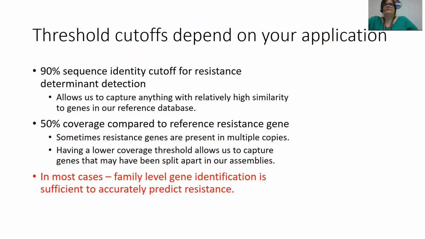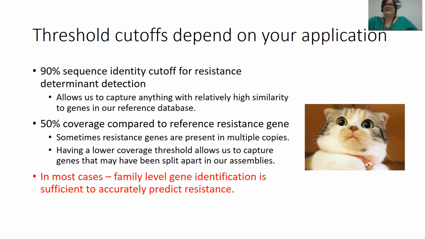The threshold cutoffs that you set really depend on your application. A lot of the tools that we're using are very straightforward BLAST-based tools looking for genes in an assembly. So we decided to set these at 90% sequence identity for resistance determinant detection, and this allows us to capture everything with a relatively high similarity to genes in our reference database. We also set the gene coverage cutoff at 50%, and people kind of look at me at this point and say, you're crazy.